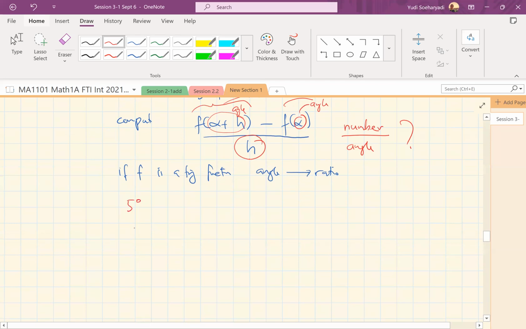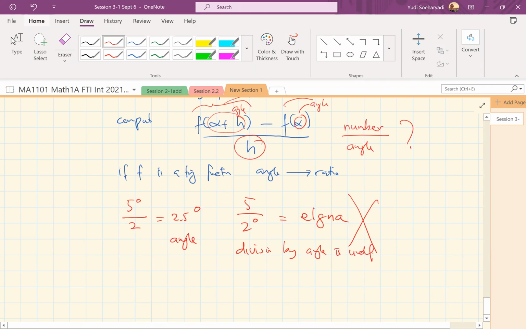For example, if you have 5 degrees divided by 2, you can say this is 2.5 degrees. But what about 5 divided by 2 degrees? What kind of animal is that? It doesn't say this is an angle the other way around. No. So this is undefined. Division by an angle is undefined. So we cannot compute such a thing.